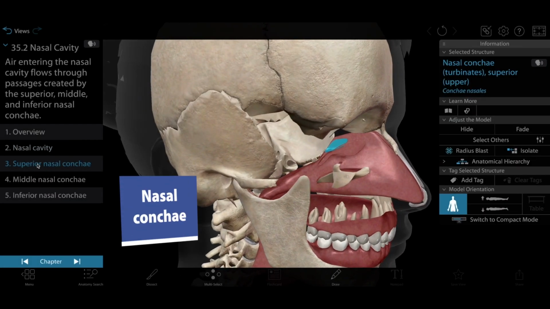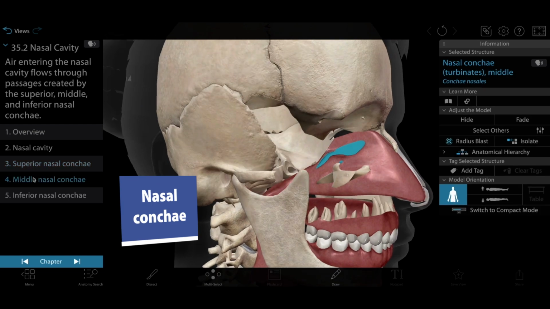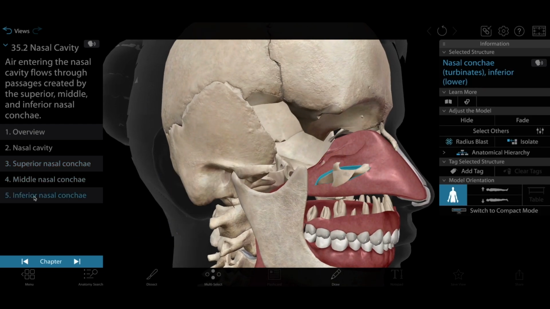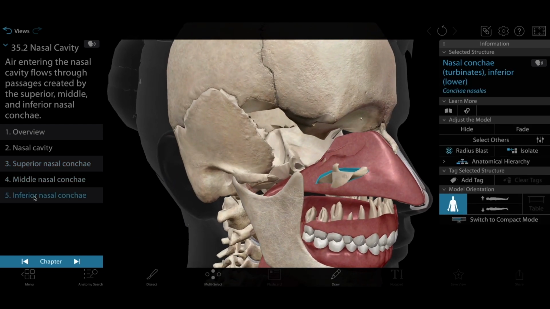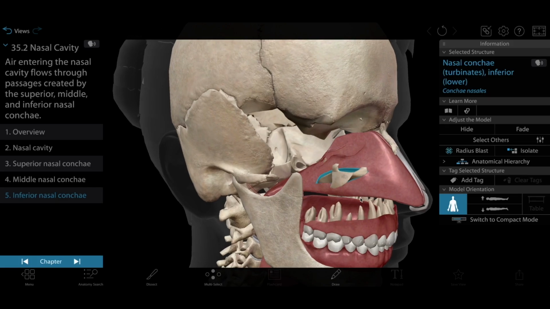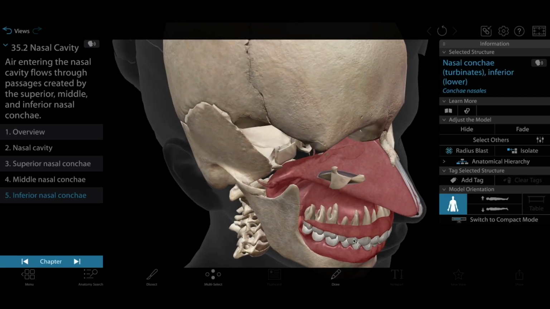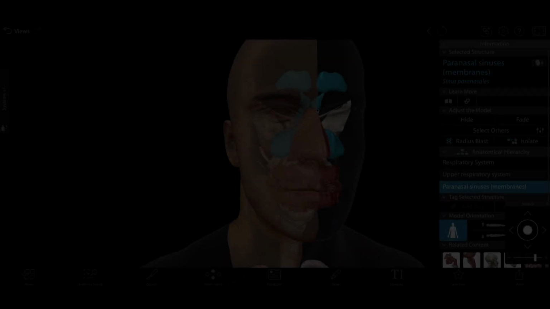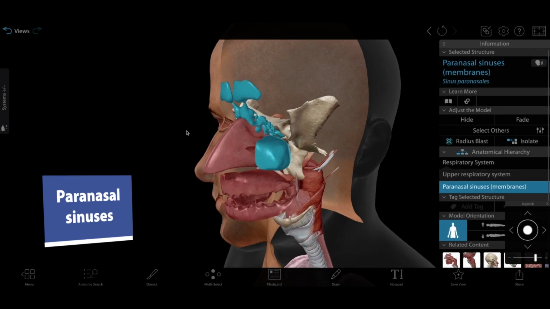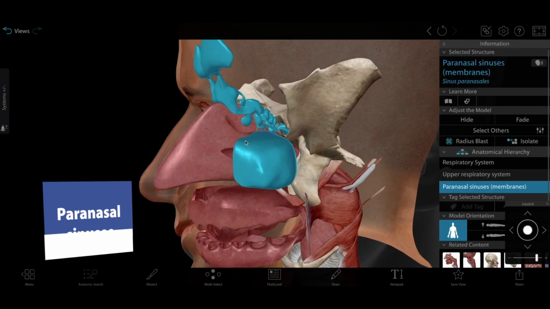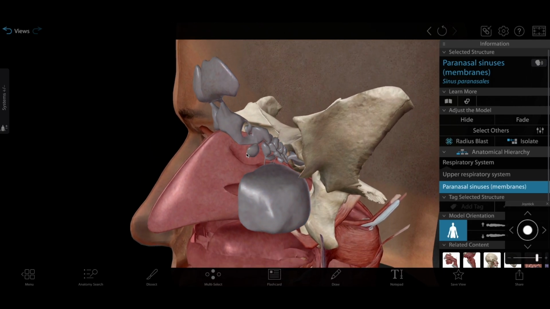The superior, middle, and inferior nasal conchae are structures in the lateral wall of each nasal cavity that increase the surface area for air passing through. The mucous membrane over the conchae is full of blood vessels and mucus-producing glands. The paranasal sinuses, connected to the nasal cavities, warm air and provide resonance for speech.